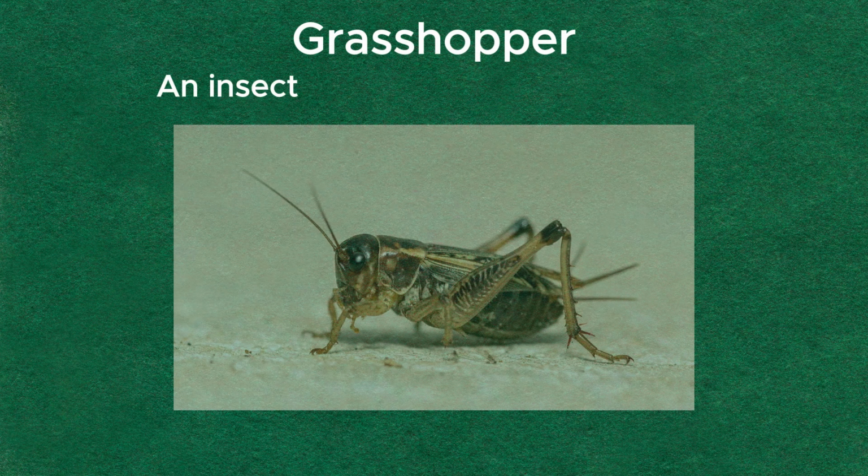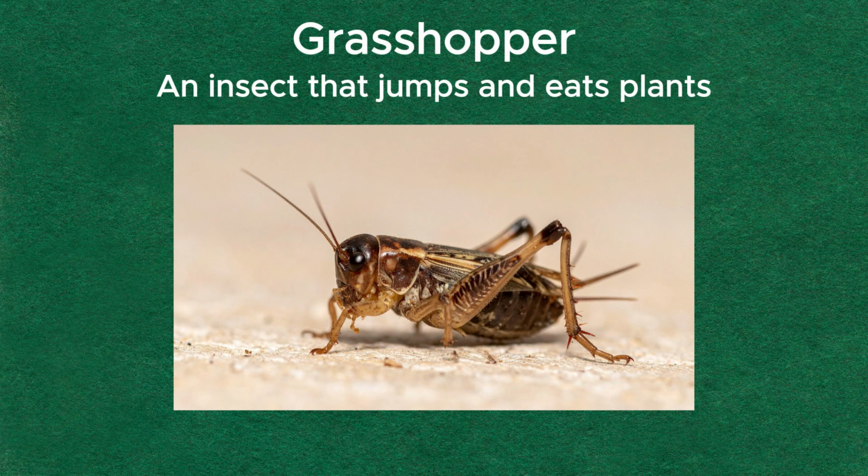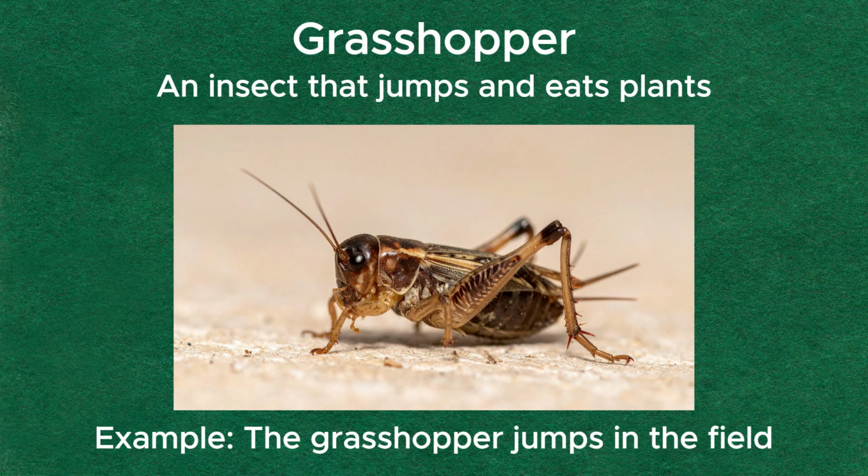Grasshopper. Grasshopper. An insect that jumps and eats plants. Example, the grasshopper jumps in the field.